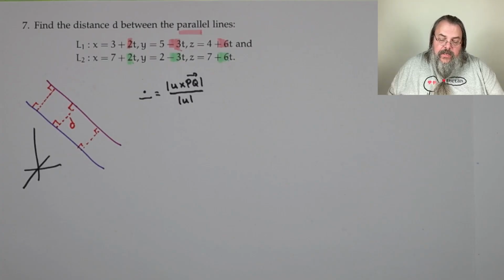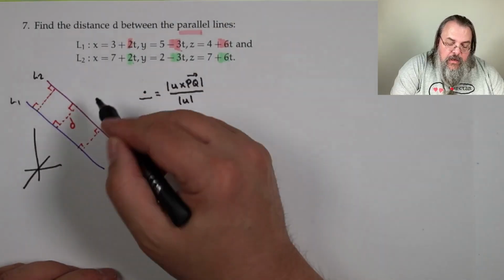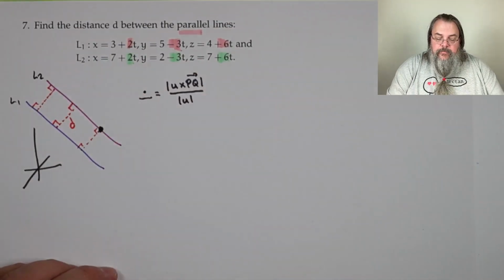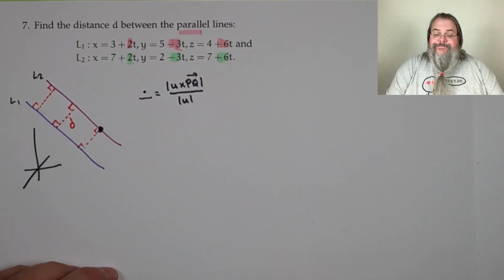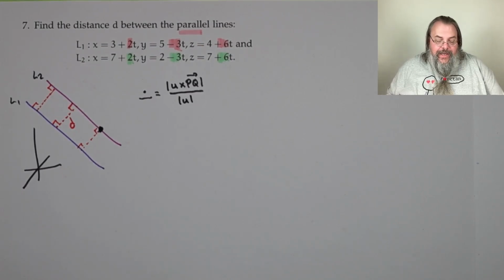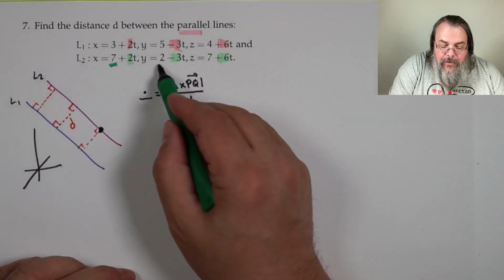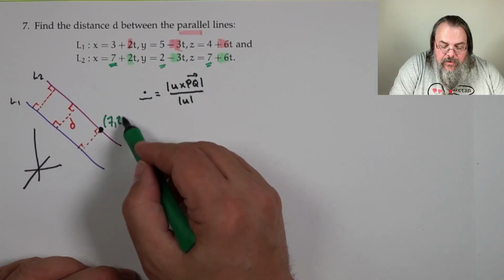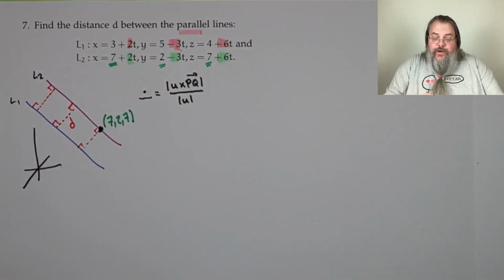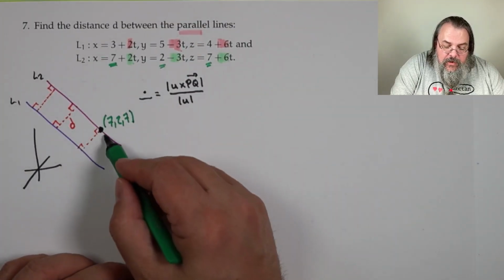So, idea, if this is, say, L1 and this is L2, I'll pick a point on L2. And so all I have to know is what's the distance from this point to that line. Okay, well, is there an easy way to get a point on L2? And the answer is yes, because it's stored inside the formula for the line. So we happen to know that there is this point 7, 2, 7. That is a point on L2. And in terms of this formula here, this is Q.